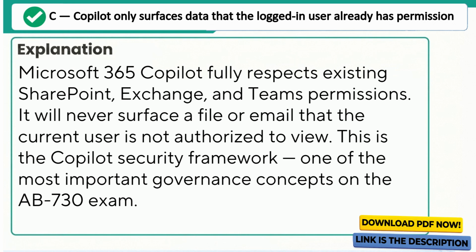Explanation. Microsoft 365 Copilot fully respects existing SharePoint, Exchange, and Teams permissions. It will never surface a file or email that the current user is not authorized to view. This is the Copilot Security Framework, one of the most important governance concepts on the AB-730 exam.